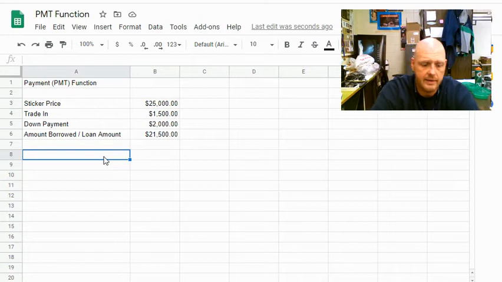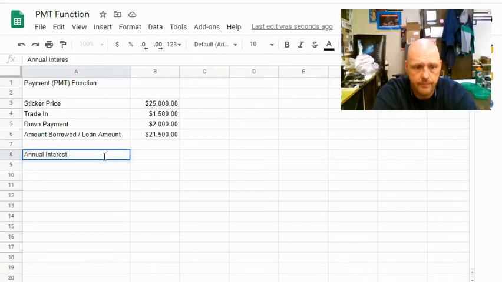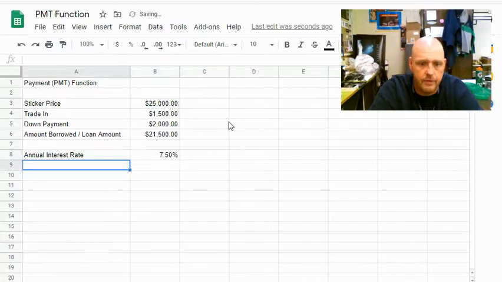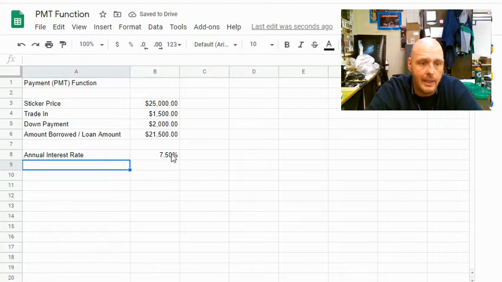Next set of facts I need to deal with would be the annual interest rate. And this number changes. I'll make it up anywhere from 3 to 8%. So let's just go 7.50%. That's my annual interest rate. But again, remember, we're making monthly car payments or monthly mortgage payments.